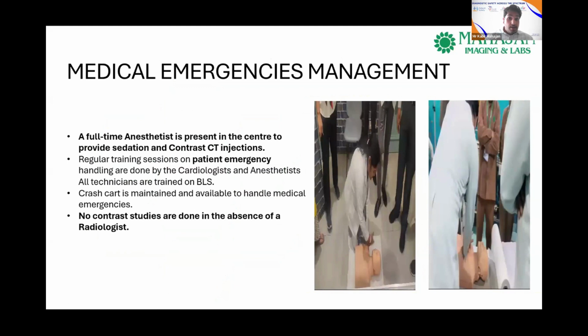Then medical emergencies management is again very important in our setup. You would know that there is some amount of theoretical chance of a reaction when a patient is injected with a contrast. Therefore, across our network, we have a full-time anesthetist who is present in the center to provide sedation and for contrast CT. So this is a theoretical chance, but there is a chance of a patient developing either a minor or a very severe allergic reaction. So we are prepared for that as well.